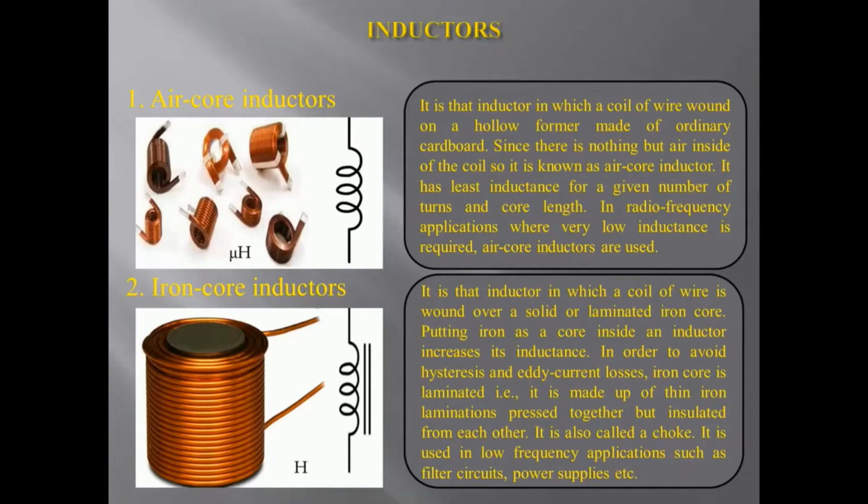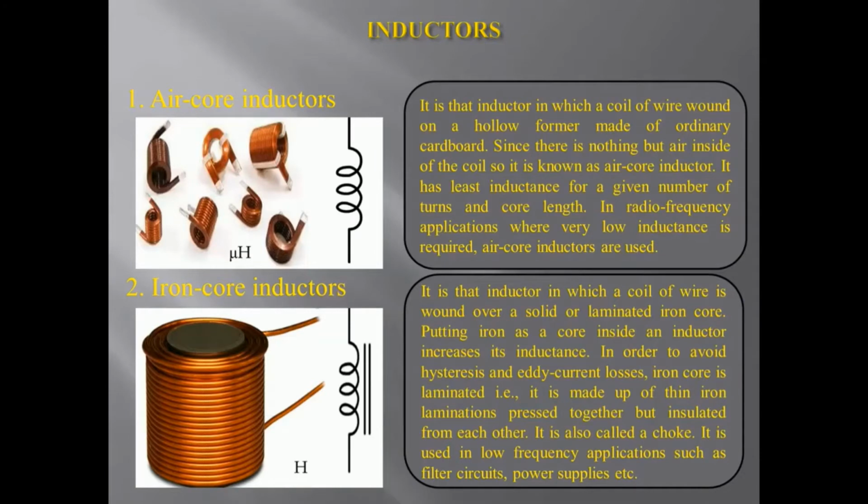The first one is the air core inductor. The diagram and the symbolic representation are as shown in the figure. It is that inductor in which a coil of wire is wound on a hollow former made up of ordinary cardboard. Since there is nothing but air inside the coil, it is known as an air core inductor. It has the least inductance for a given number of turns and core length. In radio frequency applications where low inductance is required, air core inductors are used.